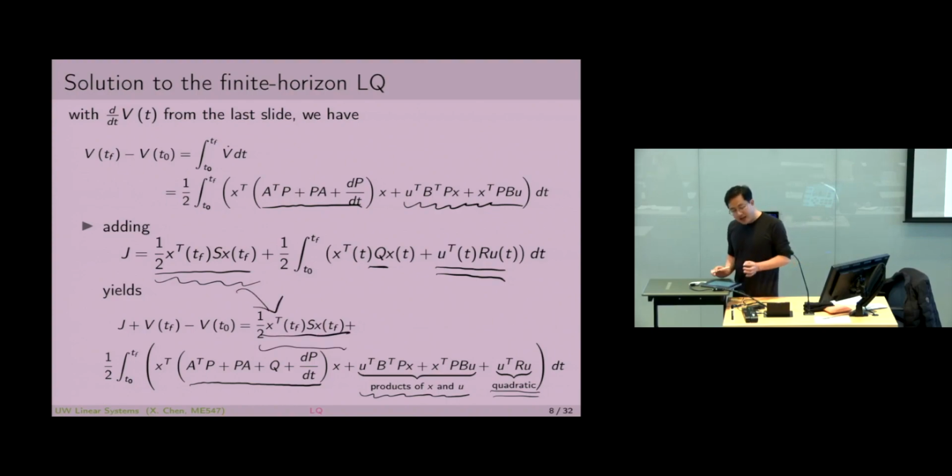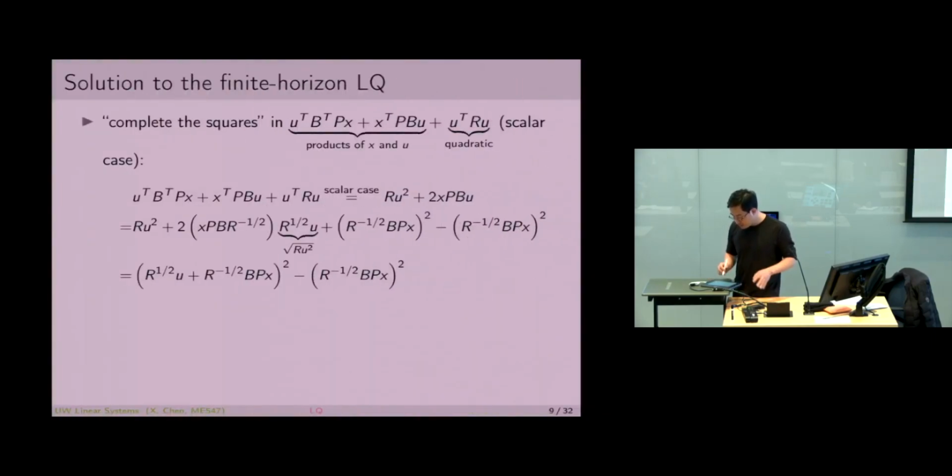All right, the last item to do is a concept we all know from even perhaps middle school, high school. We just do the completion of squares. You can see here we have a quadratic term about u, and we have a cross product term between u and x. In the scalar case, things are looking much easier. Let's start from there to build the intuition.